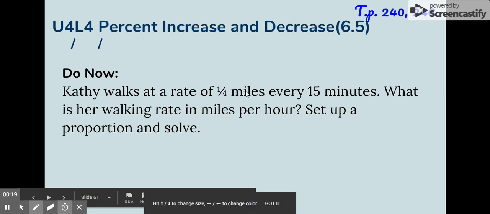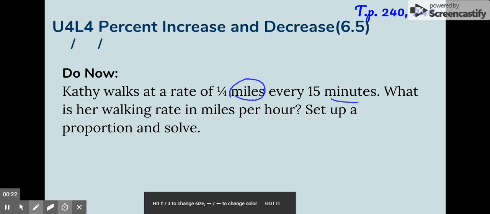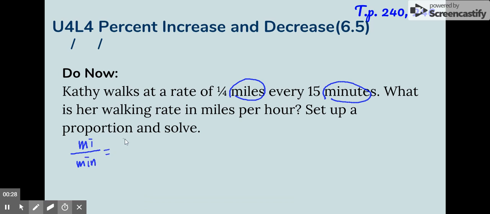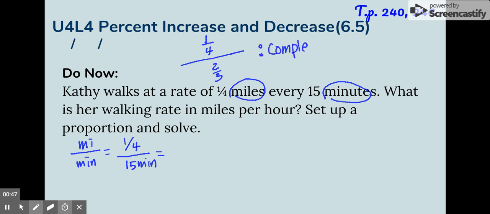So we have two different units here, miles to minutes. So I'm going to put miles to minute. We have 1/4 miles and every 15 minutes. I know we have a fraction in the fraction, like for example, 1/4 over 2/3. If you see a fraction in the fraction, it is called a complex fraction. And you can just write it's fraction in fraction.